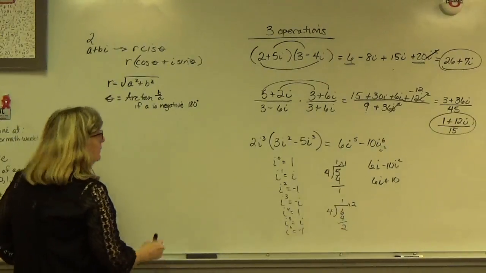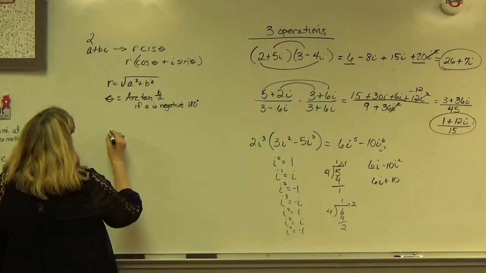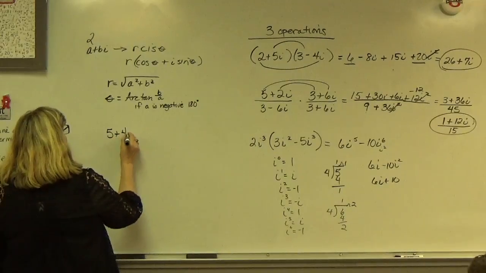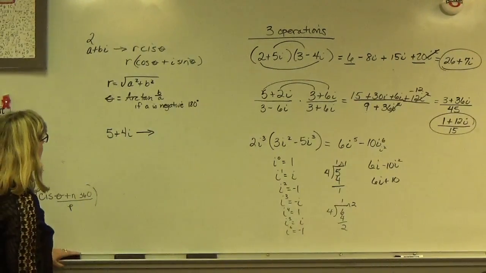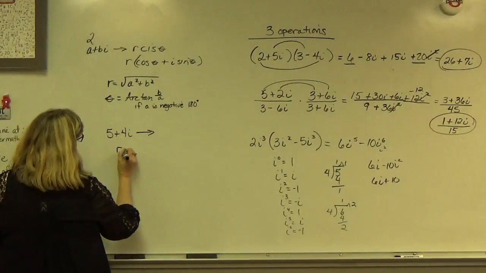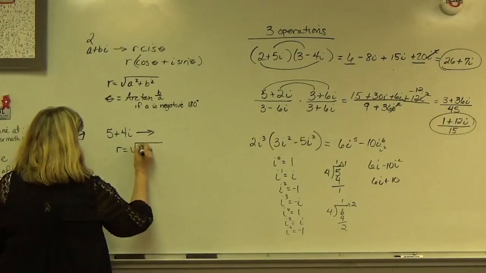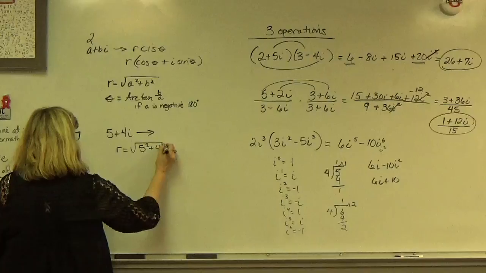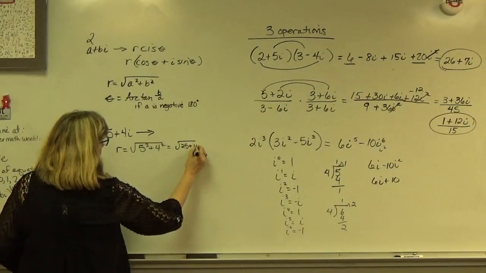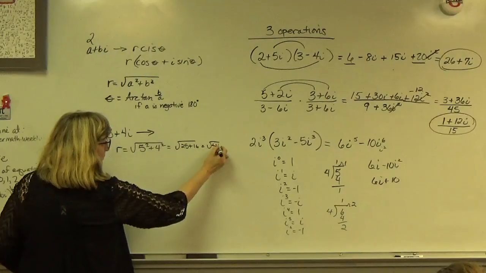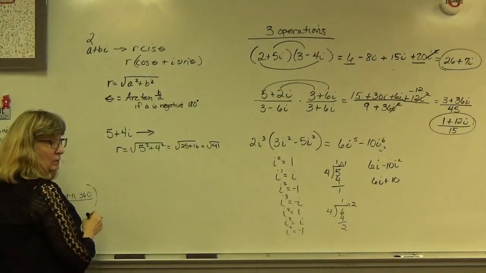Okay, so let's see, we've got, let's go 5 plus 4i. We want to change it. So Wyatt, you get to help me find the r. Square root of 5 squared plus 4 squared. 16. So 41? Okay. Prime.